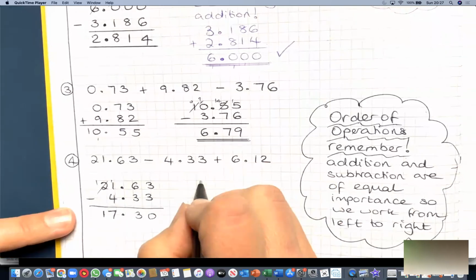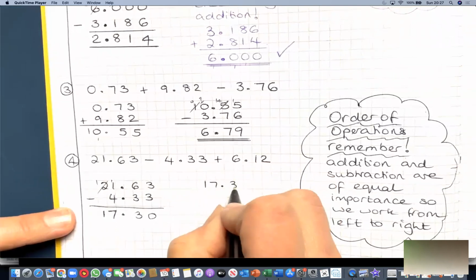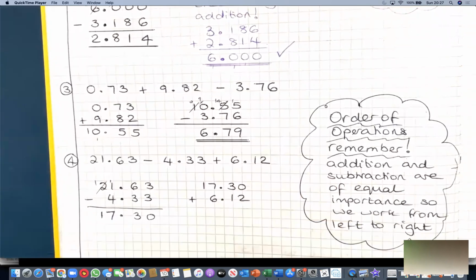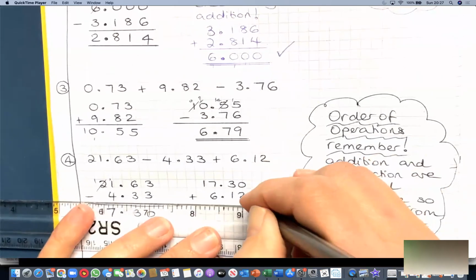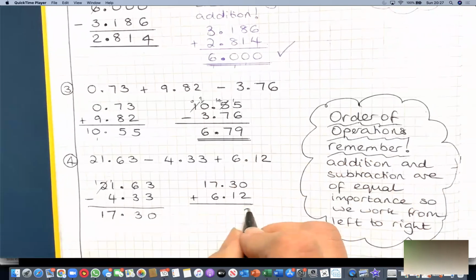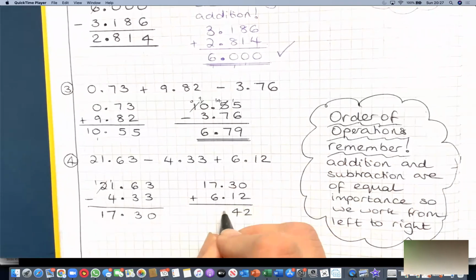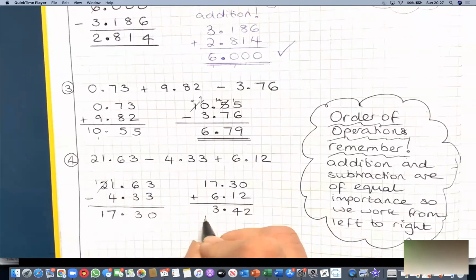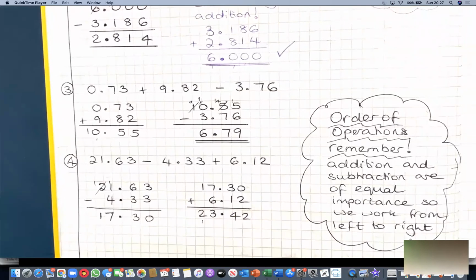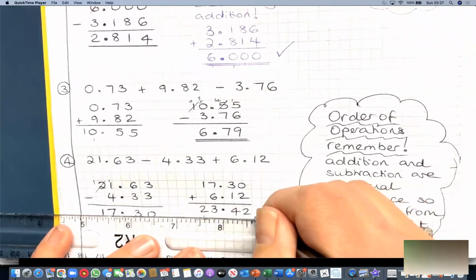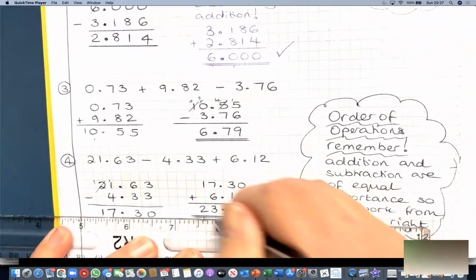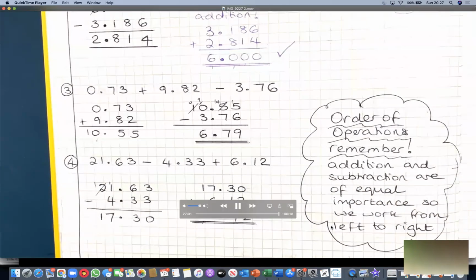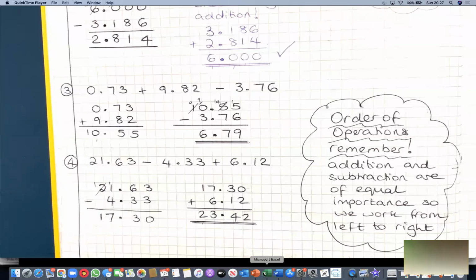17.30. I'm now going to take my 17.30. I'm going to add my 6.12. Nearly there. 0 plus 2 is 2. 3 plus 1 is 4. Carry my decimal point down nice and neatly. 7 plus 6 is 13. Carry the 1. 1 plus 1 is 2. And we get the answer of 23.14. So that is the conclusion of our addition and subtraction of decimals.